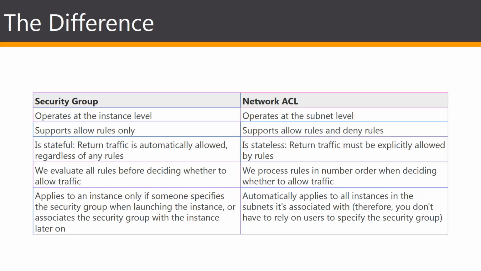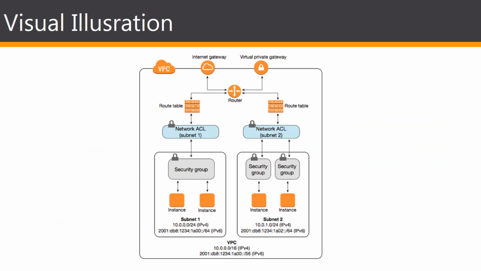With security groups, you can evaluate all the rules before deciding whether to allow the traffic in, whereas for the NACL, they process rules in number order when deciding whether to allow the traffic in or to allow the traffic out. And one of the biggest differences is the NACL will apply to all of the instances that are within a subnet. Now, the following diagram illustrates the layers of security provided by security groups and NACLs.